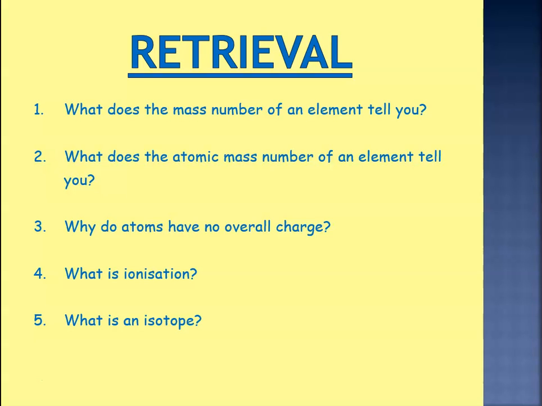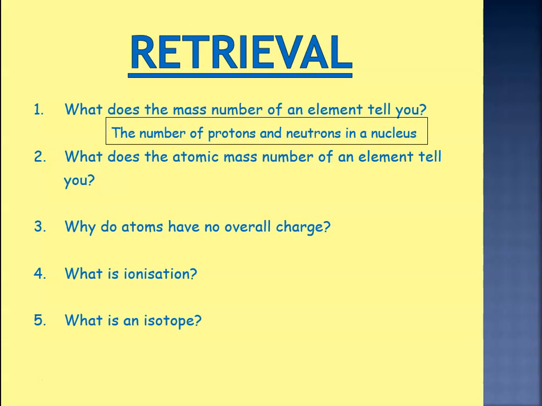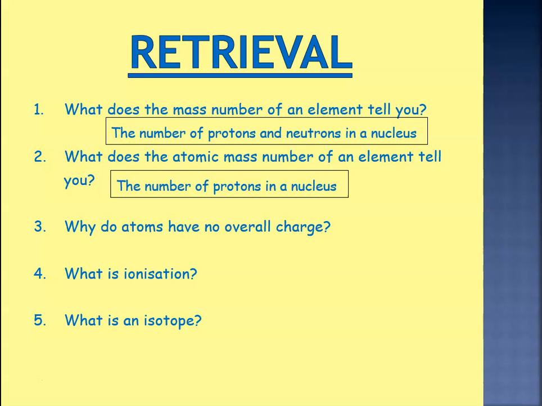Okay, question 1, the mass number of an element. The mass number of an element will tell you the protons and neutrons present in the centre of the nucleus, okay? What does the atomic number tell you? Well, the atomic number is different from the mass number. It just tells you the number of protons in the nucleus. So remember, if you take away the atomic number from the mass number, it tells you the number of neutrons.